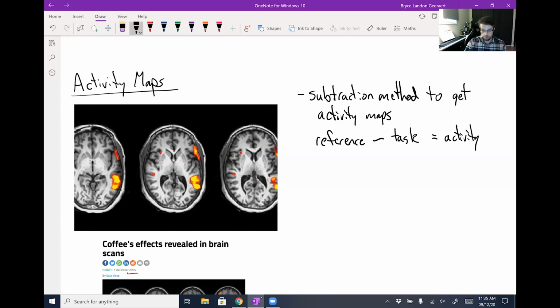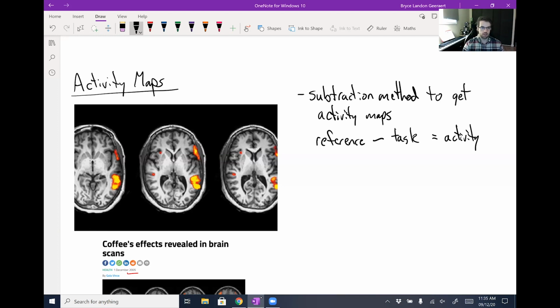Just some rough terminology there. So task being whatever you're getting the subject to do. And then what's left over that we've determined is not just noise and not a statistical false positive, that's our activity map of regions of the brain where we are confident that blood flow has increased, and we're confident that neurons were active during our task.